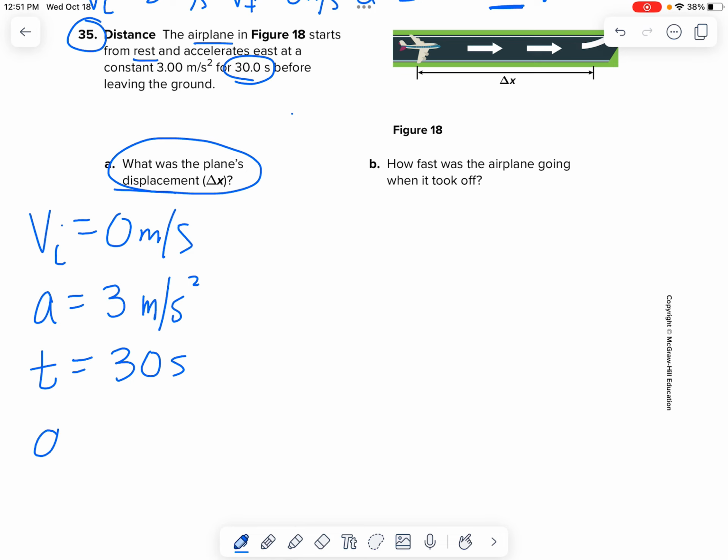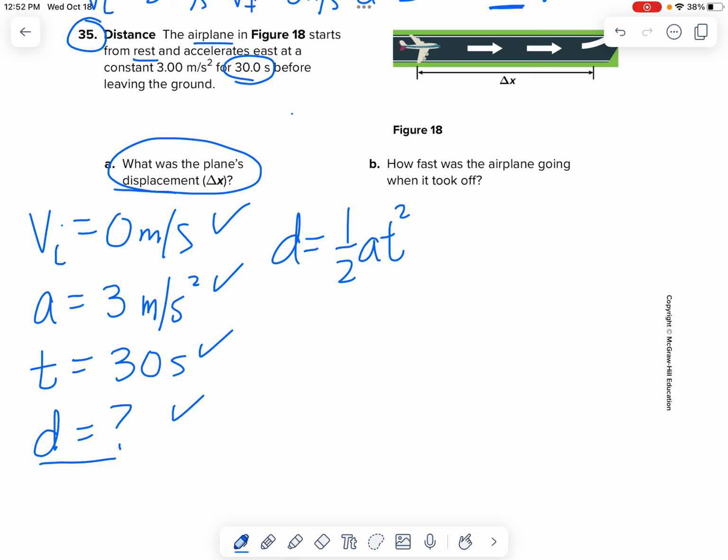So I want to find D. I need an equation that has VI, acceleration, time, and I want to find distance. I need these 4 variables in my equation. When you look at the different options, there's one that says this: distance equals 1/2 AT squared plus VIT. This has the 4 variables that you're looking for. Let these 4 variables point you to that correct equation. And now I just plug them in.